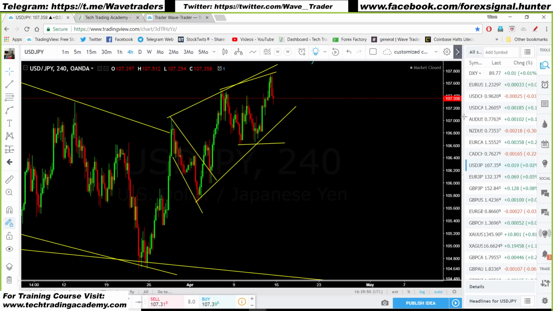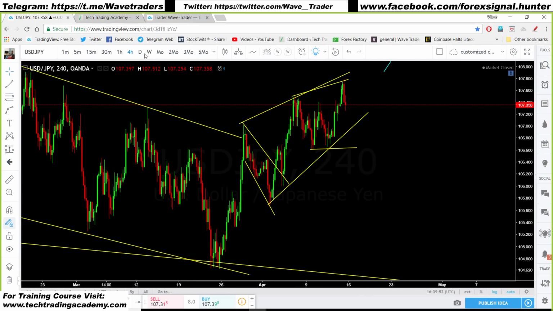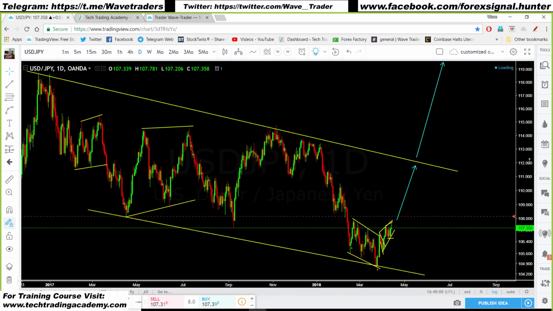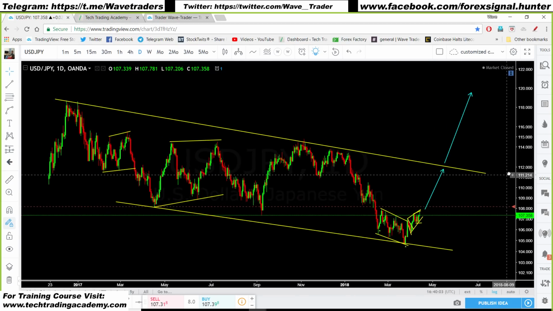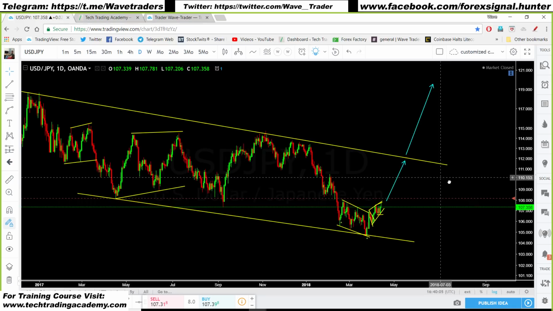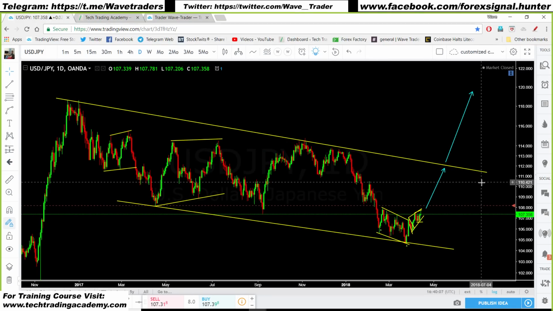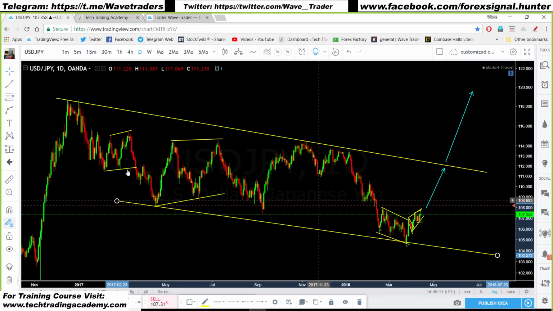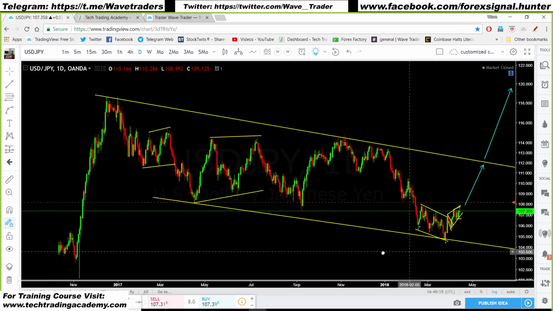Dollar yen. Okay, so guys, if you are holding your positions, uncertainty is expected next week, because warmongering is going on. A lot of talks are going on about the Syria war.